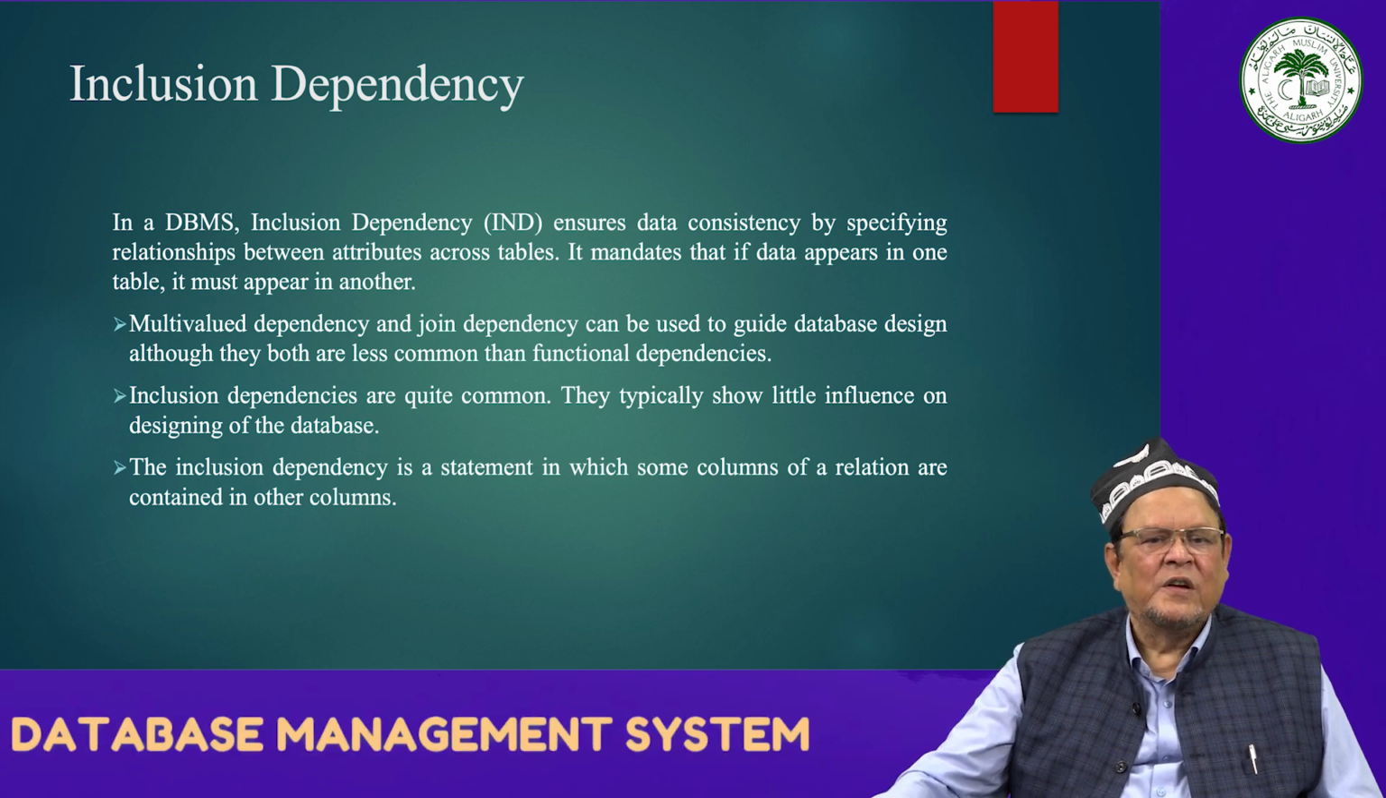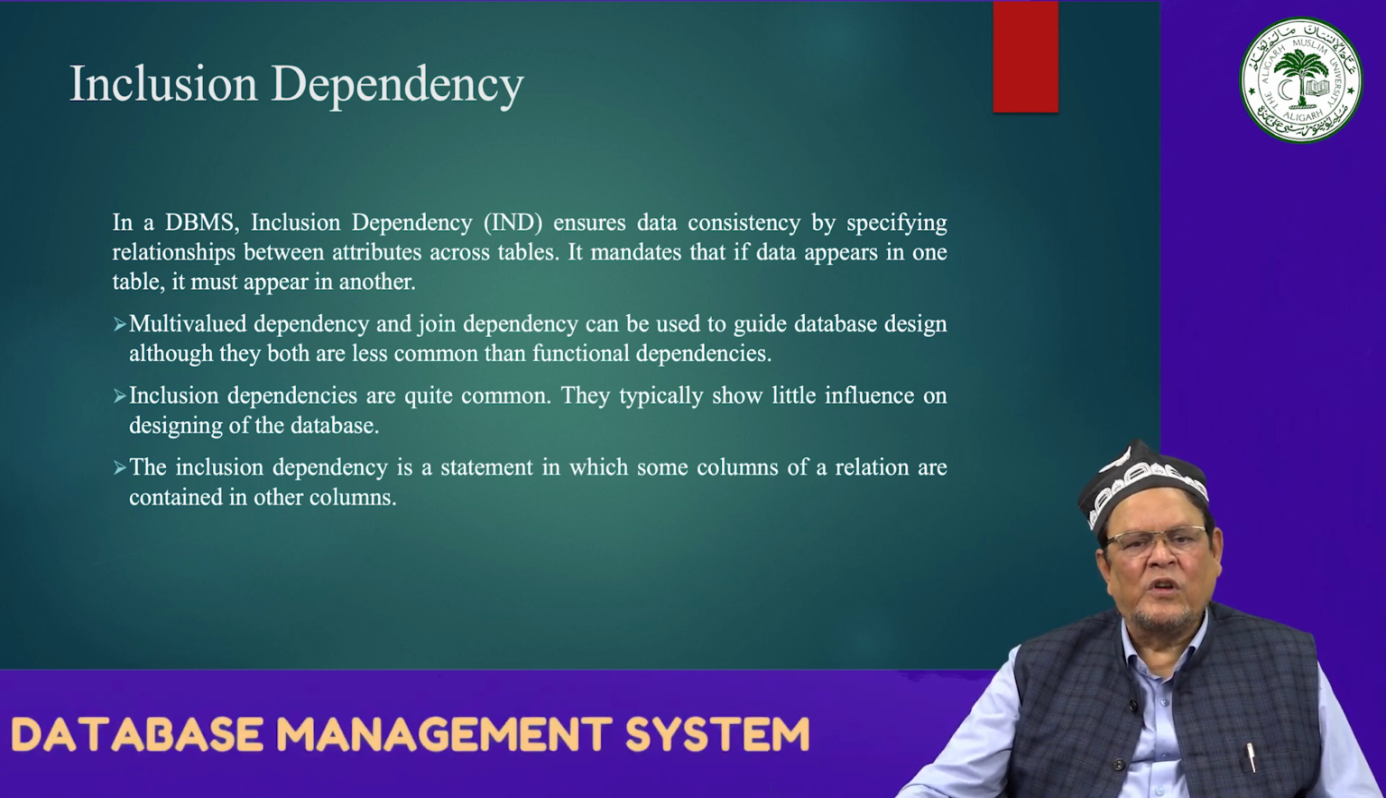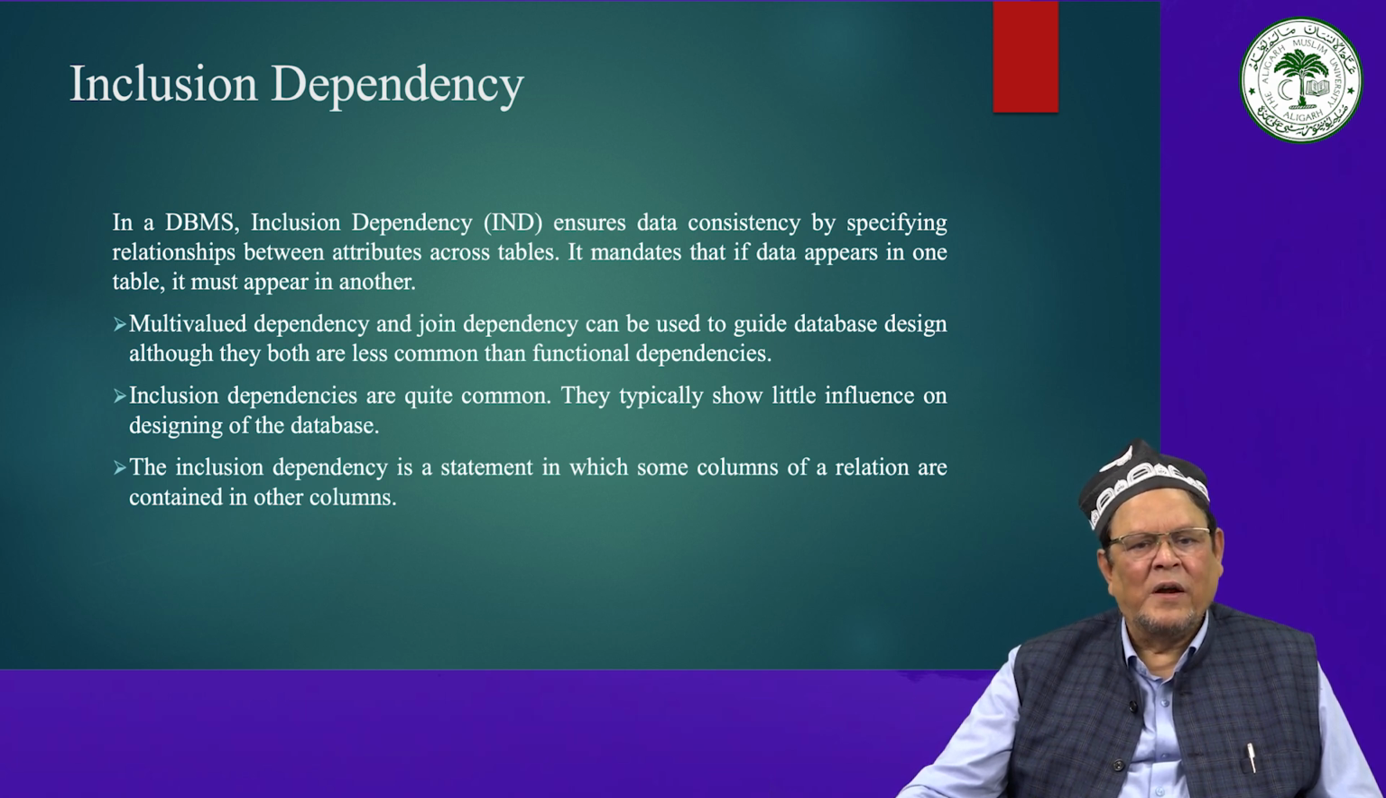Inclusion dependency. In database management systems, inclusion dependency ensures consistency by specifying relationships between attributes across tables. It mandates that if data appears in one table, it must appear in another. Multi-valued dependency and join dependency can be used to guide database design, although they are both less common than functional dependencies. Inclusion dependencies are quite common. They typically show little influence on the design of a database.